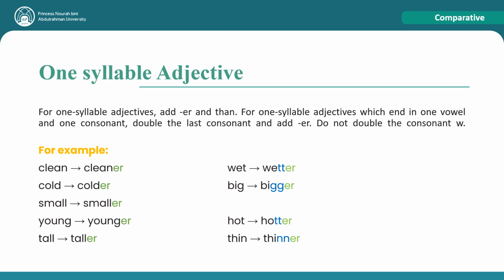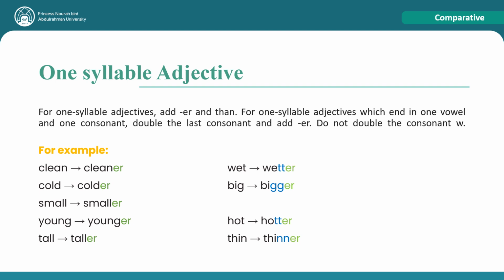For one syllable adjective which ends in one vowel and one consonant, double the last consonant and add er. Remember that we don't need to double the consonant that ends with y.